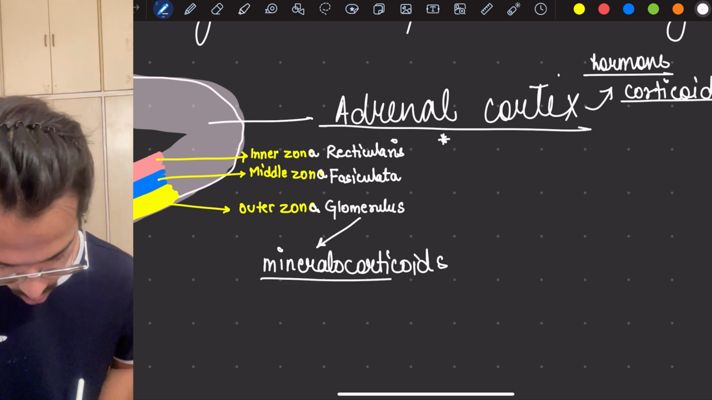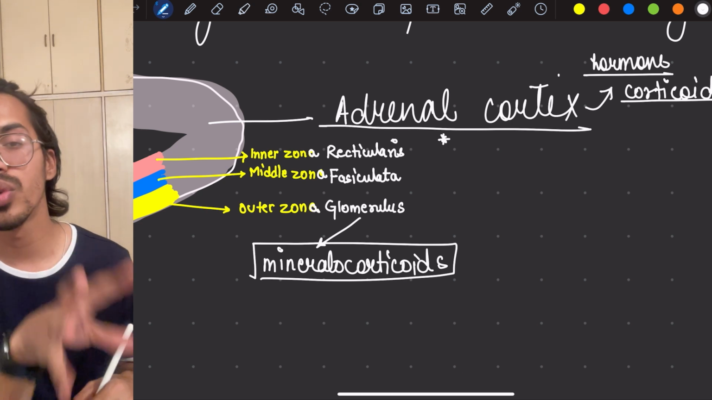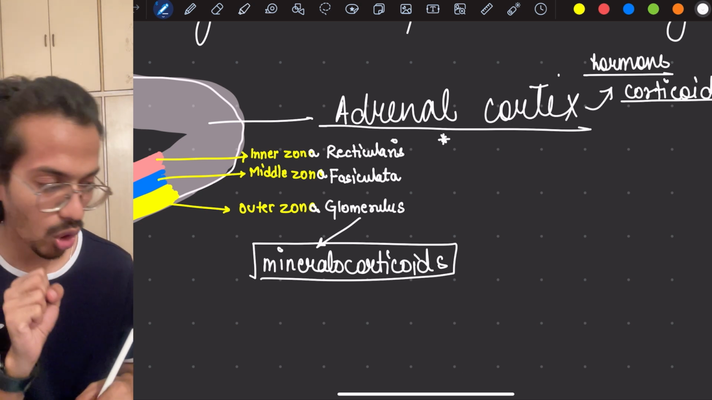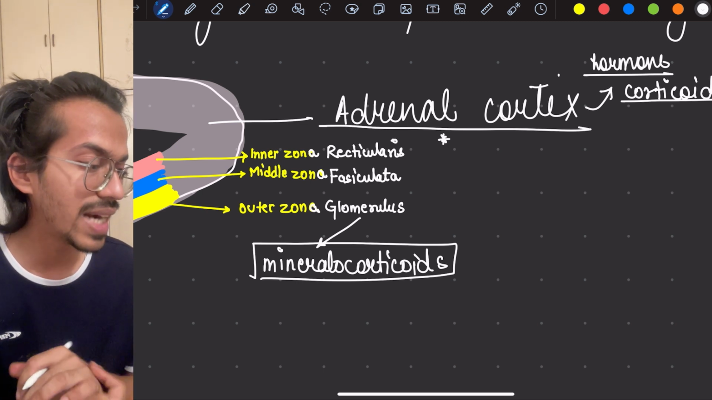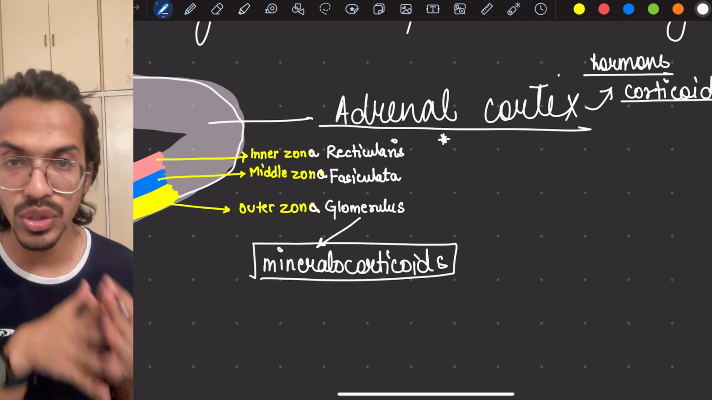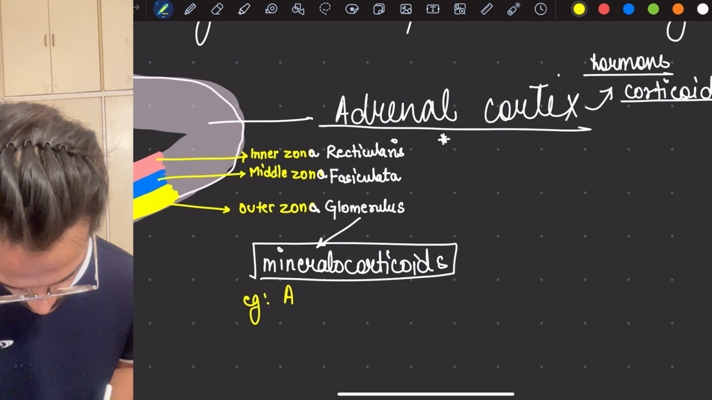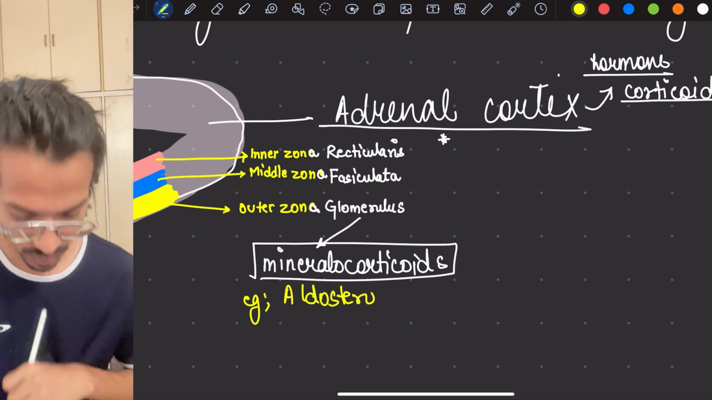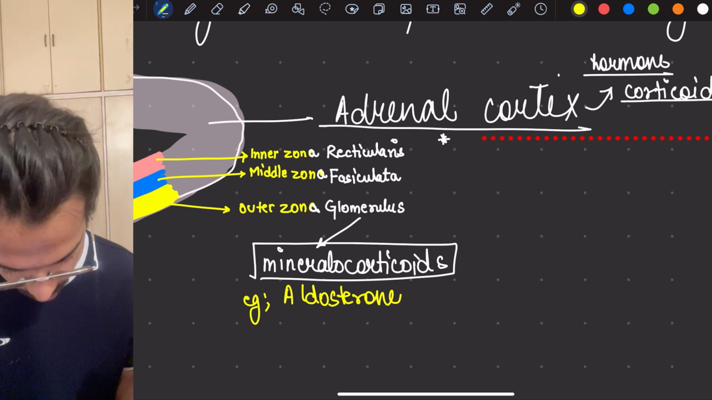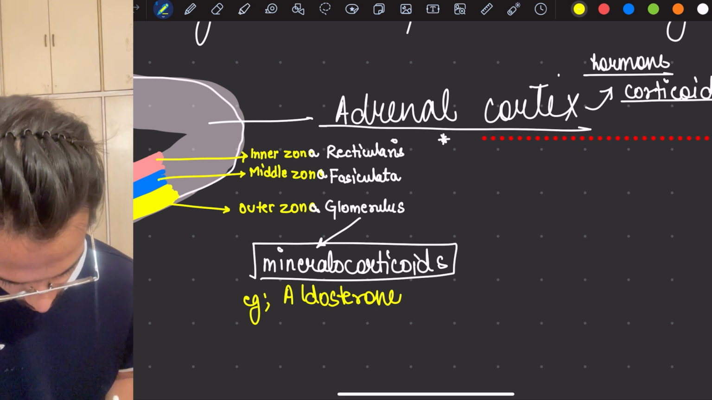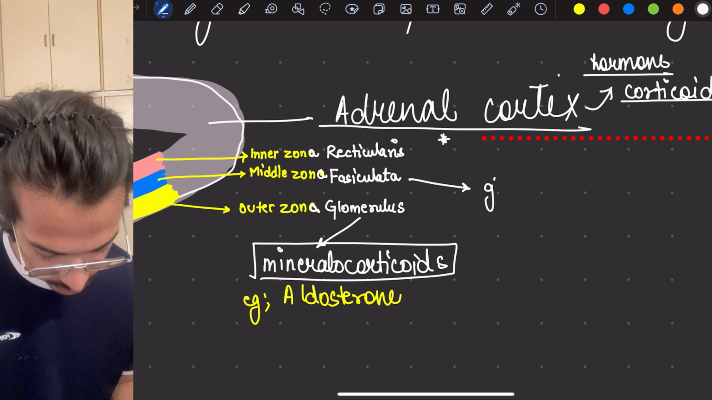What is their function? To absorb the minerals, water, sodium, anything which is there. That is its function, and the main mineralocorticoid that is present is known as aldosterone. For example, aldosterone helps in the absorption of sodium, water and all these. Then the fasciculata. The fasciculata is responsible for the glucocorticoids.